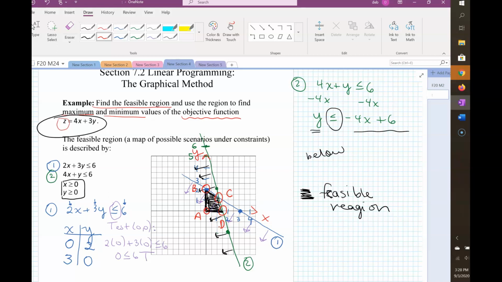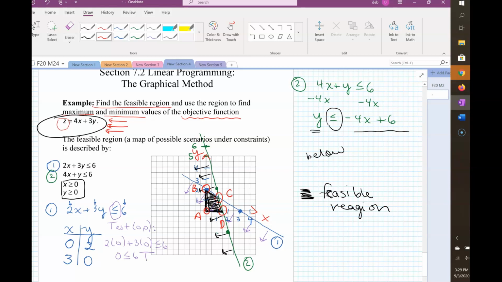So what I need to do is find all those points and then evaluate this objective function at each of those points. So you see that the formula has an x and a y in it. So it means you're going to plug in the x and y coordinates of each of the points. So I can see easily what point A is. That's 0, 0. I can easily find the y-intercept of a line.